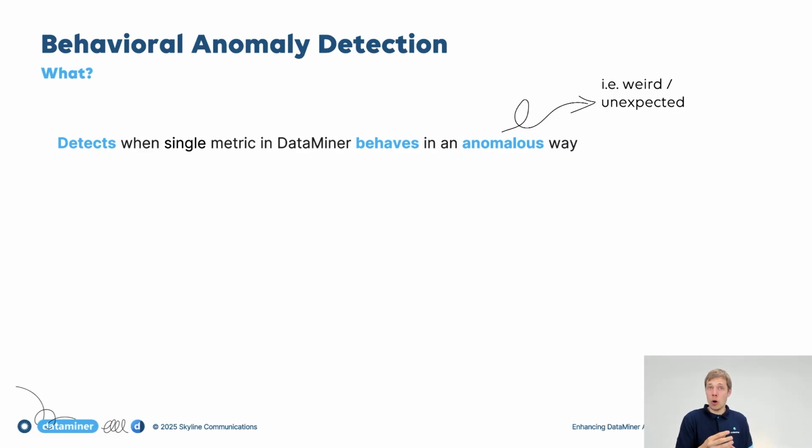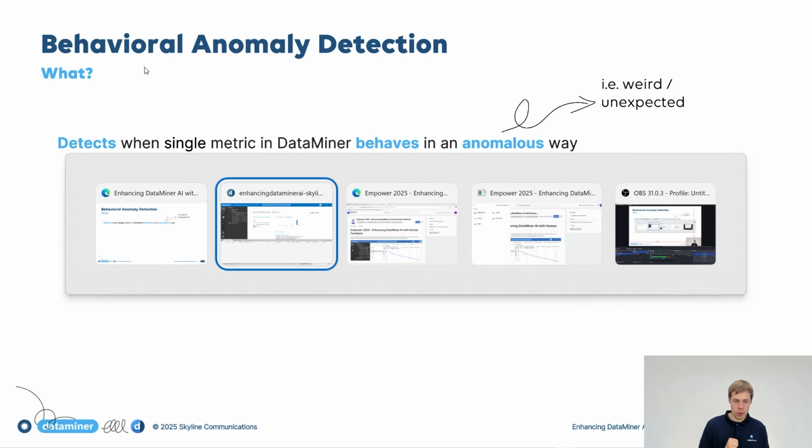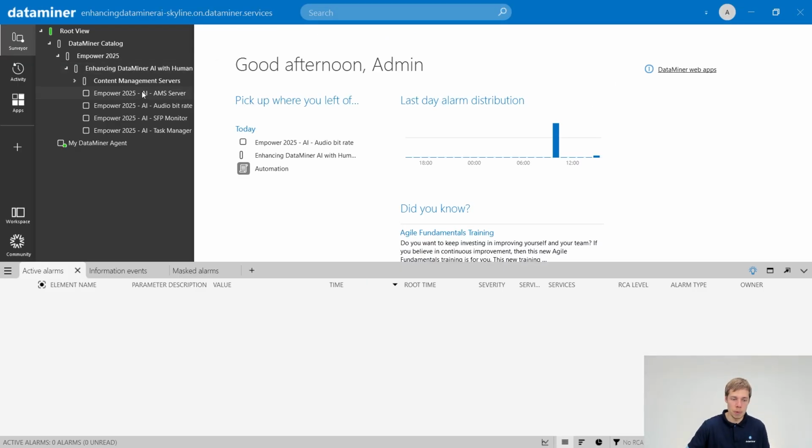So it will monitor all your trended parameters inside DataMiner, and it will make a model for them based on the historical behavior. And when a parameter deviates from that historical behavior based on the model, it will notify you about that. Now, to give you an idea of what kind of things it can detect, let's look at an example. So for that, we can go to our DataMiner Cube to the element Audio Bitrate.